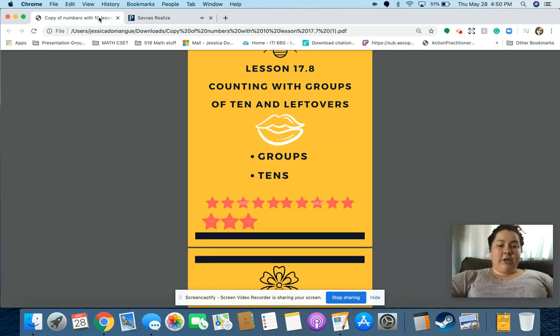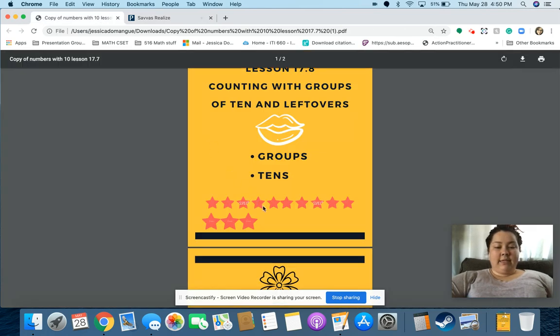All right, scholars, now you've practiced with me and Rainbow Butterfly, so we can see that we have one group of 10 and 3 left over, and that makes 13 in all. And you're going to practice doing that on your work today and share it on Seesaw.